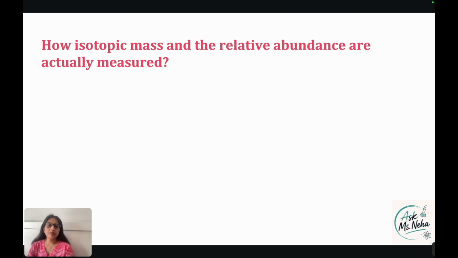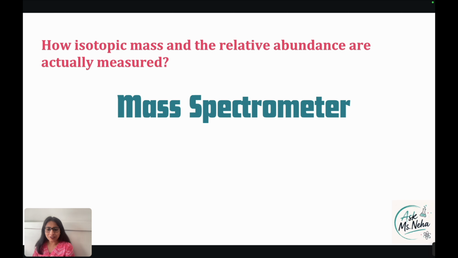But the question is, how is this isotopic mass and the relative abundance actually measured? Would one go to the whole world and see all the carbon present in the world and find out which one is carbon 12, 13 or 14 and how much percentage each isotope is present? Clearly not. That's pretty impractical. So what do we do? Well, we use a mass spectrometer. Let's see how.